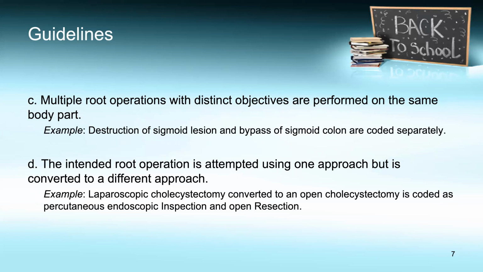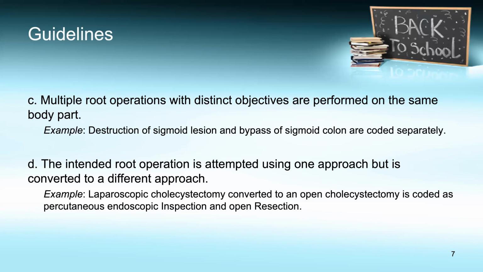Next, we have C. So, when multiple root operations with distinct objectives are performed on the same body part. So in this case, your body part value is the same, but it's the root operation that is different. So here they have as the example, destruction of a sigmoid lesion. So that's one root operation all by itself. And then they do a bypass of the sigmoid colon. Well, that's going to be a completely separate root operation. So you're going to code those separately, even though it's the same body part, two distinct root operations with distinct objectives, you're going to code them separately.